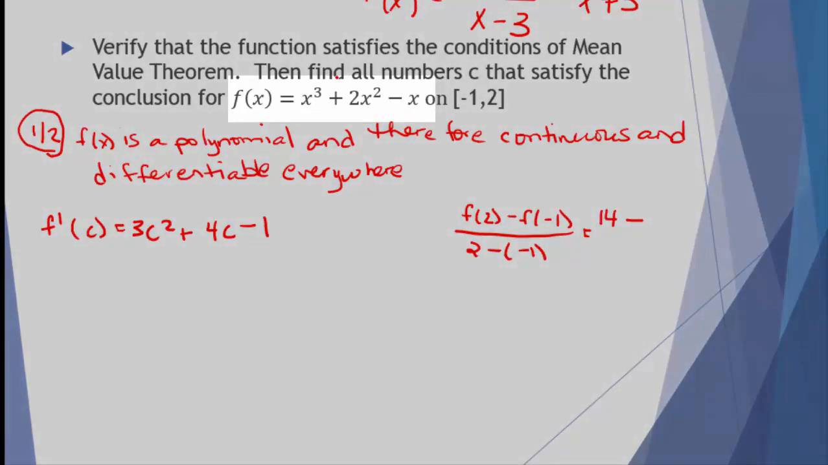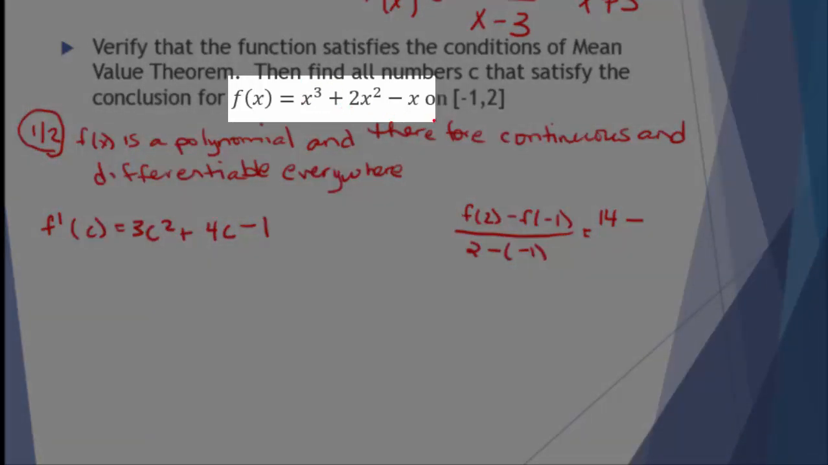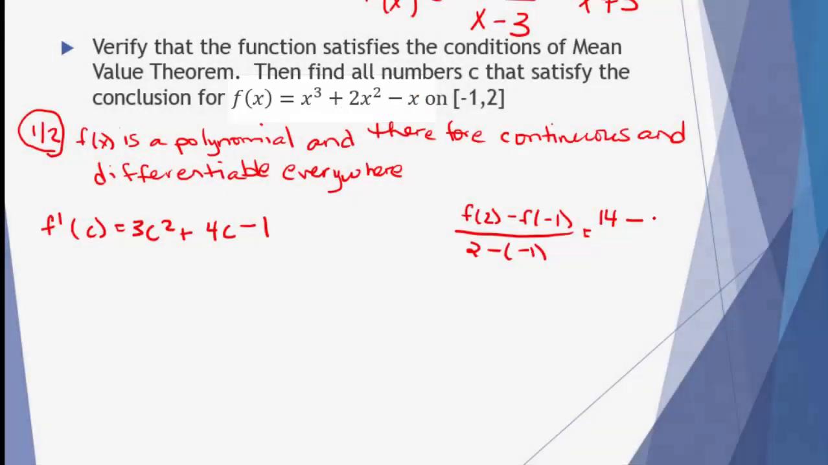Minus, when we plug in negative 1, we're going to get negative 1 plus 2 minus negative 1, which is plus 1. So that'll be minus 2 over, and then 2 minus negative 1 gives me 3. So that gives me 12 over 3 for 4. So that is what we're going to set our derivative equal to. We are guaranteed at least one time in between negative 1 and 2 that this derivative has to be equal to 4. If you want to know where it's equal to 4, set it equal to 4.